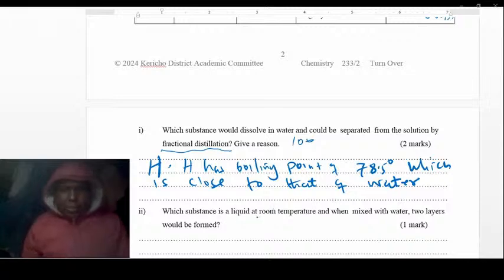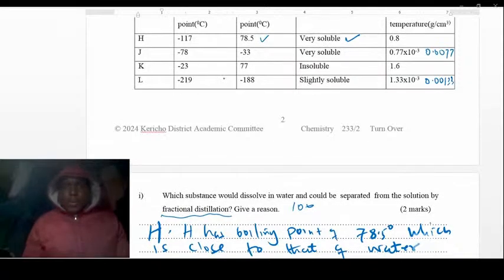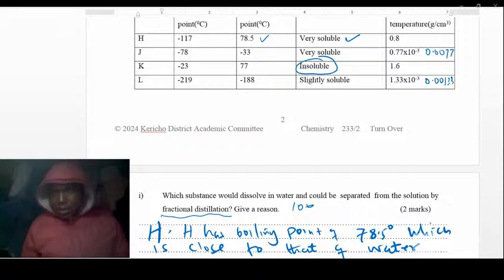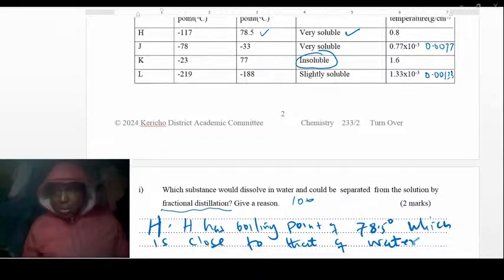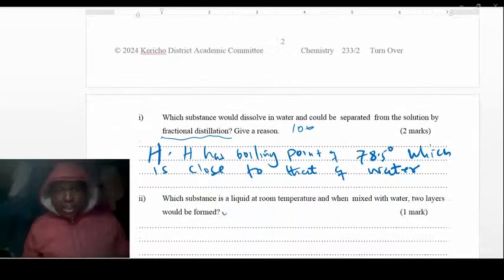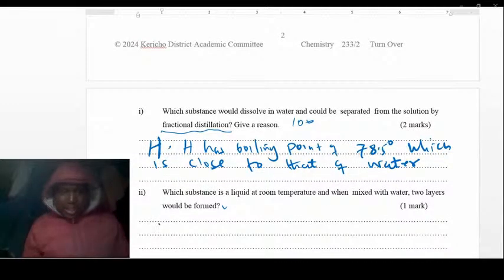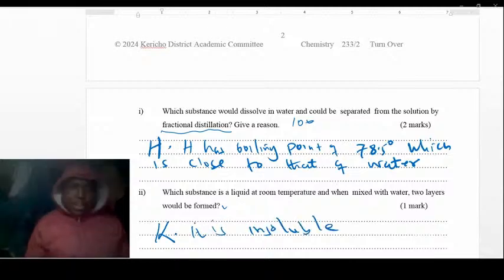Which substance is a liquid at room temperature, and when mixed with water, two layers would be formed? Two layers will be formed, which means it is insoluble. So K, you can see it is insoluble in water. So definitely this one is going to be K. If it does not dissolve in water, then that one is the best answer. It will form two layers. So the answer here is K. The reason is that it is insoluble in water.